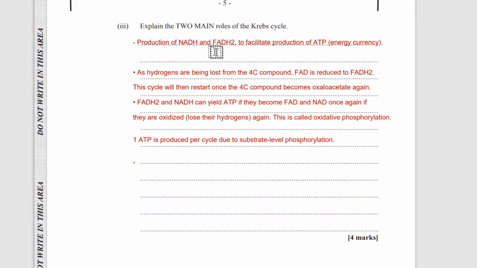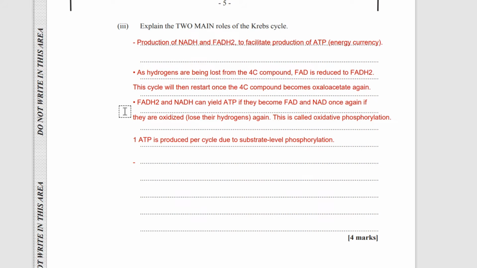Remember, these are like the charged batteries. The NAD and the FAD would be like uncharged batteries until they start accepting the hydrogens. Now what this does is that it facilitates production of ATP, which is of course the energy currency used by organisms for any metabolic processes. And here I just have an explanation of how this happens.